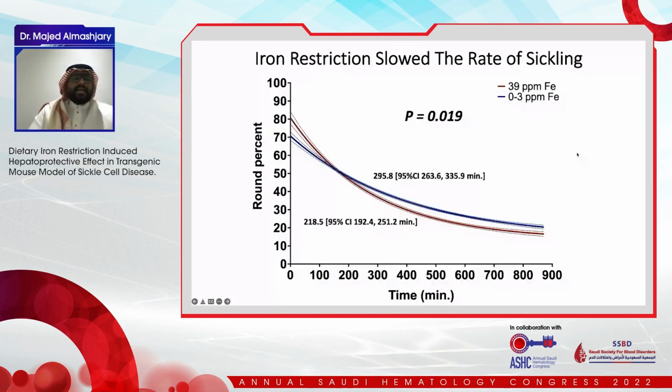And when we plotted that in a one-phase exponential decay, we were counting how many red cells remained round all the way down to 12 hours. And we saw this is only a representative graph from all these experiments, but we showed that the iron restriction could slow the rate of sickling in these mice with a p-value less than 0.02.